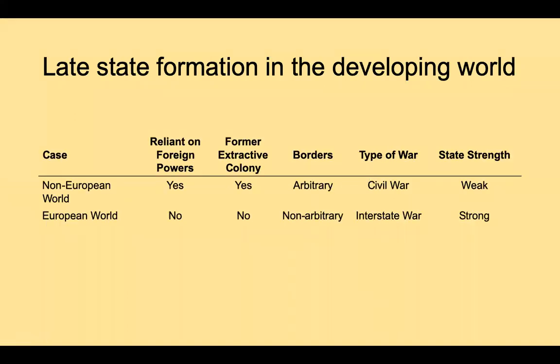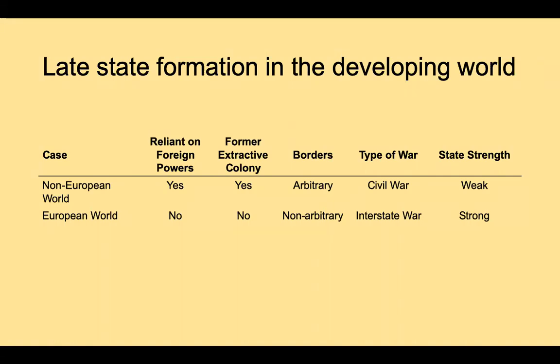So let's take a look at the non-European world and the European world alongside each other, along these different variables. We've got 4 different variables that all have been linked to state strength, and in particular, state weakness. And those variables are as follows. Is the state reliant on foreign powers? Reliance on foreign powers can weaken the state by itself and prevent the state from becoming stronger and solidifying central control.